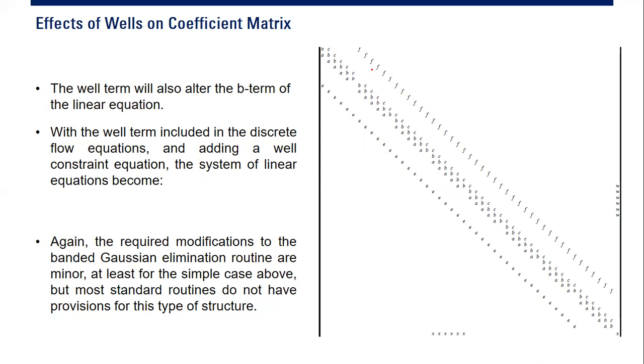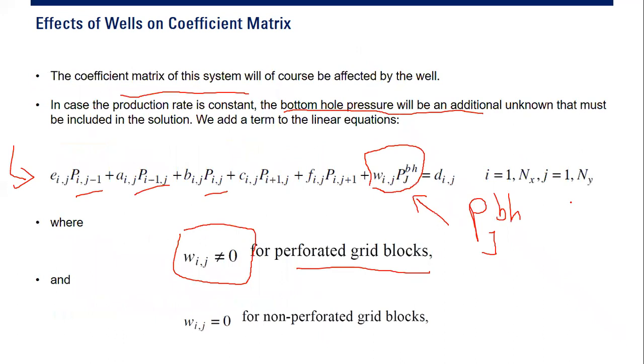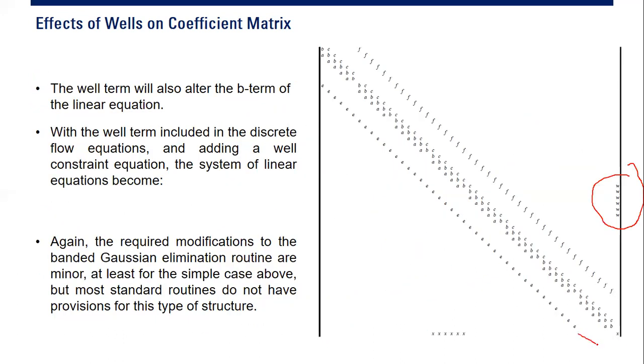With the well term included in the discrete flow equations and adding a well constraint, the system of linear equations becomes like this. So now we have a new member here, W, and we have E, A, B, C, and F. Again, the required modifications to the banded Gaussian elimination routines are minor, at least for the simple case above, but most standard routines do not have provisions for this type of structure.